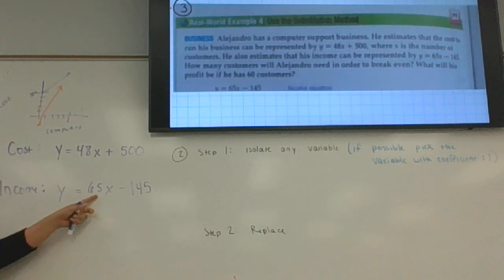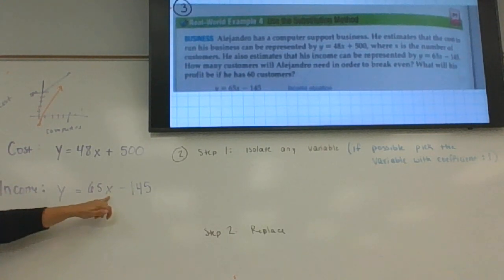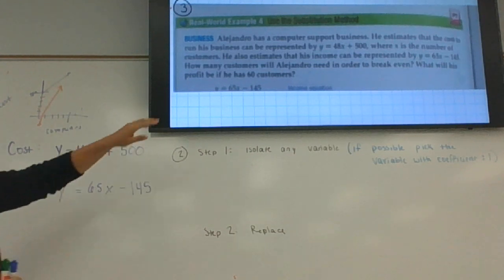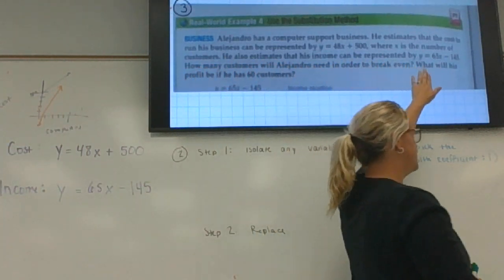So what does the 65 represent in the income problem? What's the rate of change? If x is the number of customers he gets, what's 65 represent? This is what the customer is going to pay him, $65 on average. And he's starting in the hole. Okay, so we need to find where he's going to break even. How many customers will Alejandro need to break even?